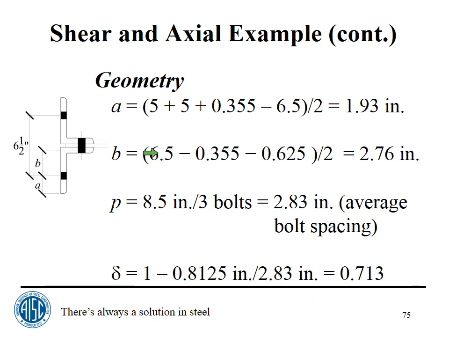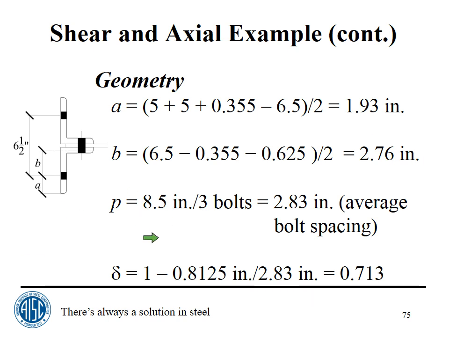And B is the distance between the center of the hole and the center of the other leg, as you can see right here, where the green arrow is. So B is equal to the gauge, 6.5 minus the web thickness, minus the angle thickness. There's two of them. There's one top, one bottom. And then take half of that to get the distance between the center of this leg and the center of the hole, 2.67.